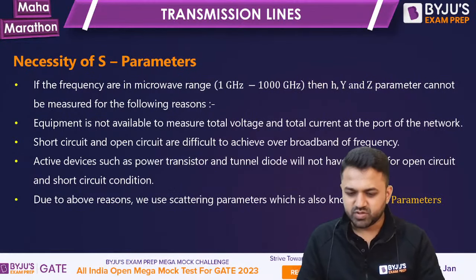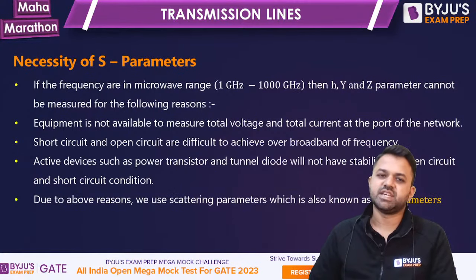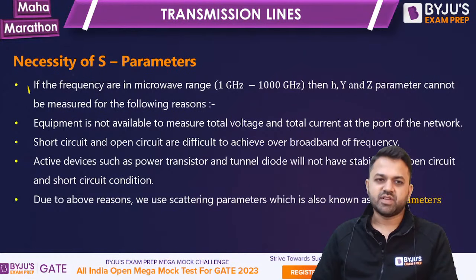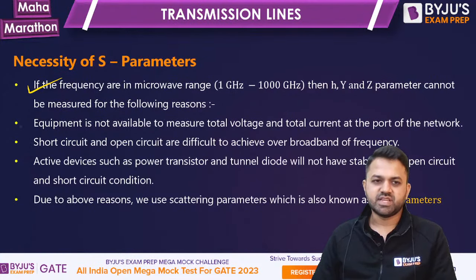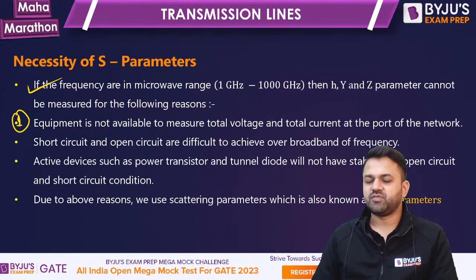Now let's come to the next point, which is the necessity of the S parameter. Why do we use the S parameter? If the frequencies are in the microwave range, that is 1 gigahertz to 1000 gigahertz, then parameters like H, Y, Z cannot be measured because of the following reasons. This is the first reason: equipment is not available to measure the total voltage and the total current at the port of the network. At any port, we cannot calculate the voltage and the current directly.